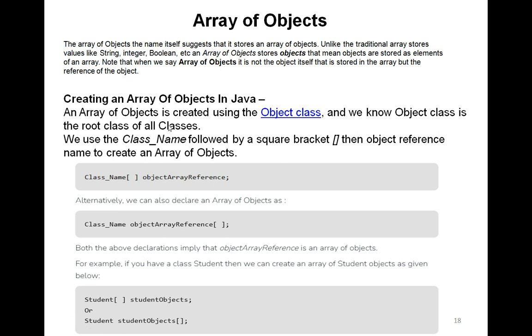Now, the array of objects. The name itself suggests that it stores an array of objects, unlike the traditional array, which stores values like string, integer, boolean, right.